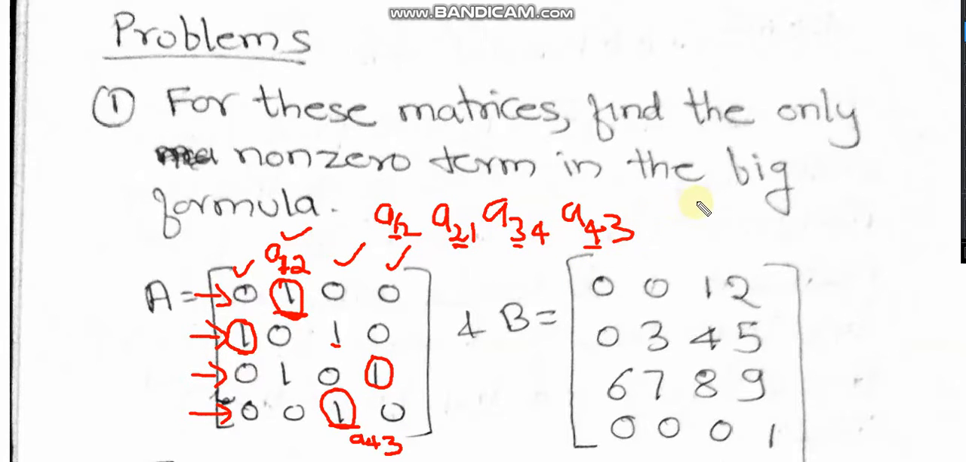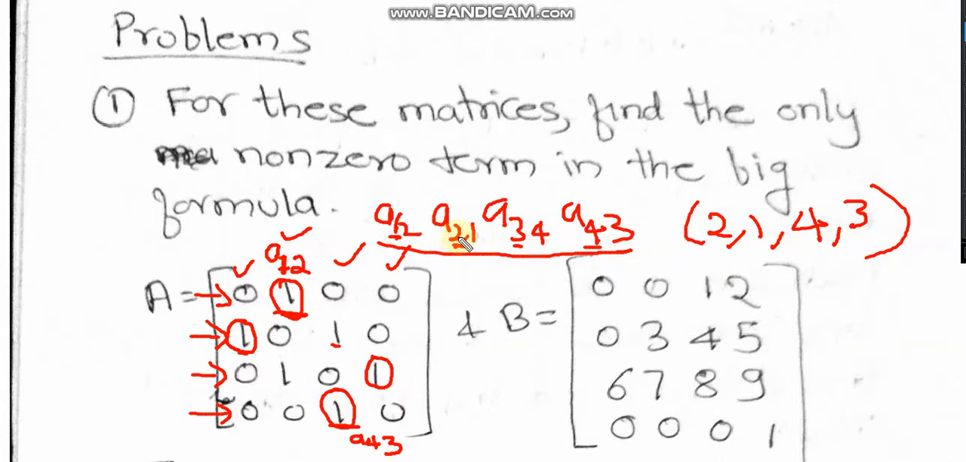And what are your combinations? It is like second column, first column, and fourth column, and next is the third column. So in the first row, in the second row first column, third row fourth column, and fourth row third element. Now what will be the value of this? The product of all of these. All are 1. So 1 into 1 into 1 into 1 will be 1.